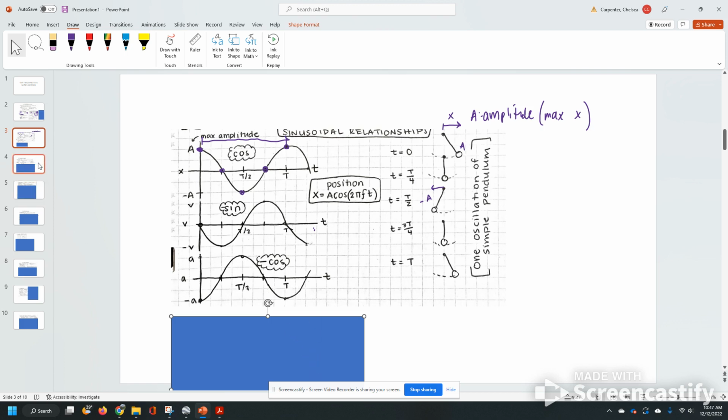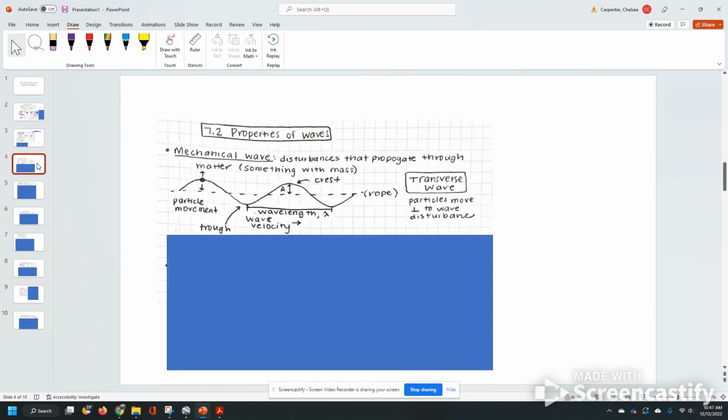Right, and that's it for 7.1. Moving on to 7.2, properties of waves. So we're talking about mechanical waves for this unit. Those are disturbances that propagate through matter, and that's something with mass. Next semester, we'll talk about electromagnetic waves, which are not mechanical waves, but we'll get to that later.